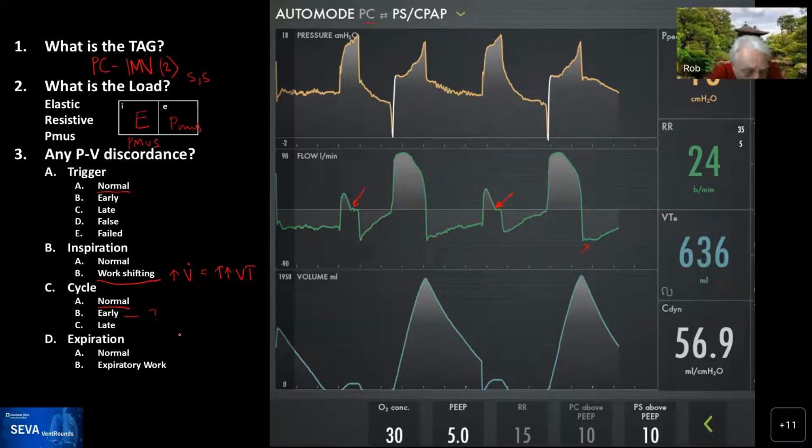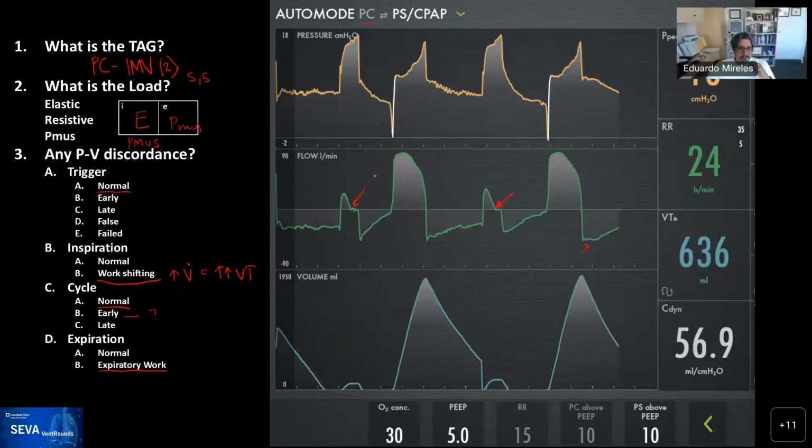And then expiration, again, it appears for the mandatory breaths, well, for the first one, it seems pretty passive. For the second one, we have a little bit of PMUS on active exhalation. And certainly for the 2 spontaneous breaths, there is active exhalation. So this patient has a very strange breathing pattern. I think that's it. What do you think?